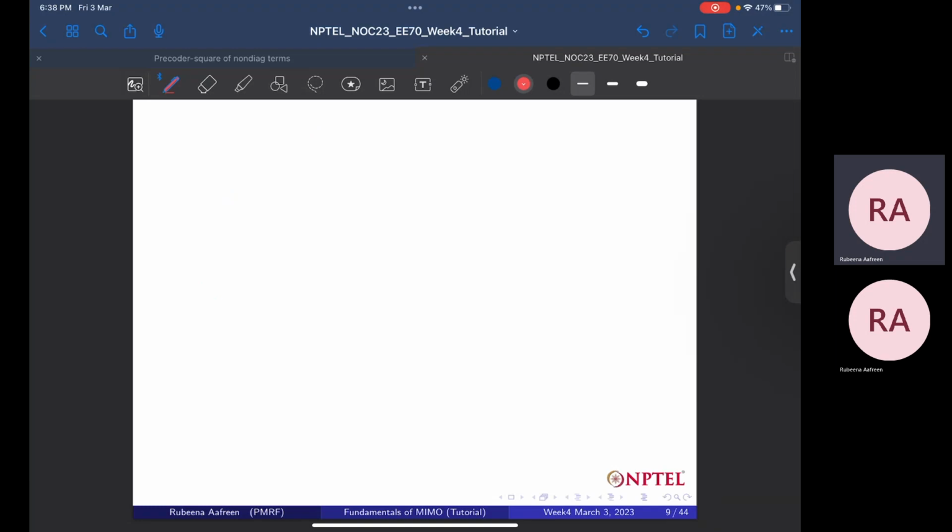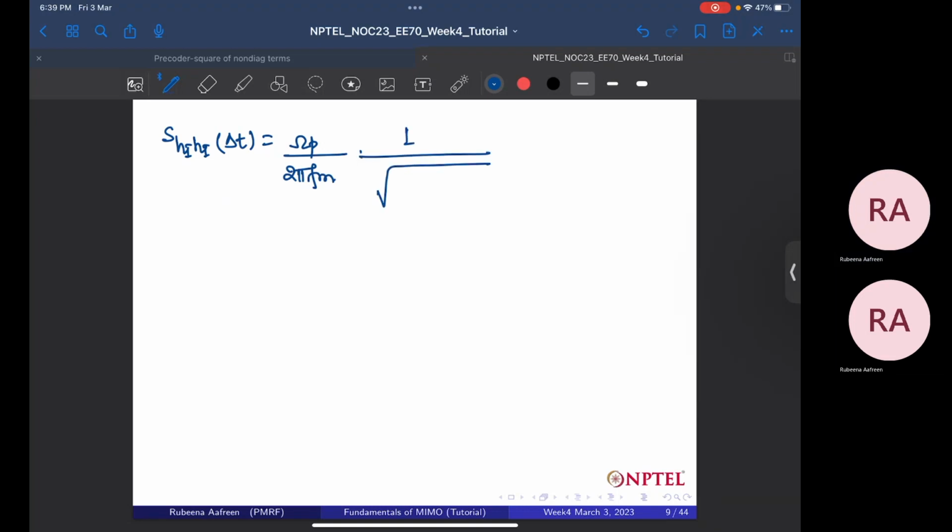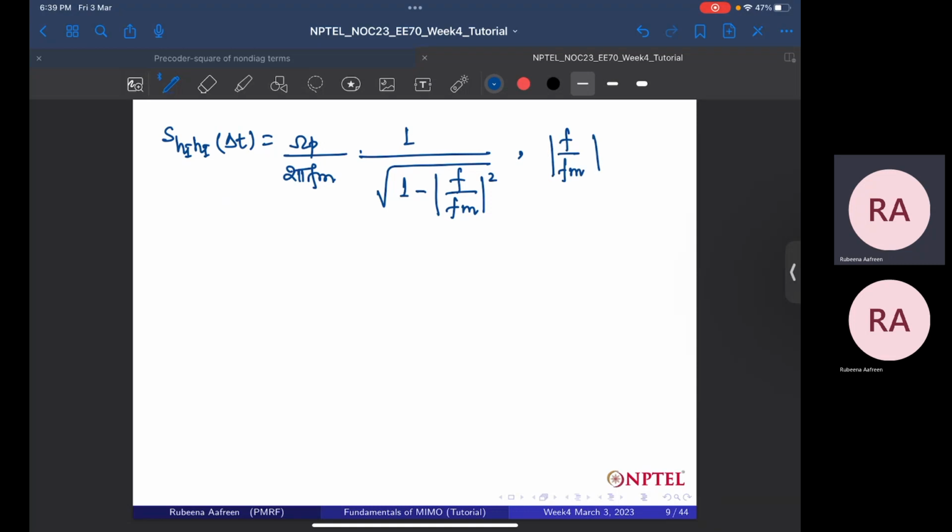So we have the autocorrelation expression. We have found the correlation between the received signals. Now suppose we have to find the power spectral density. Since only the in-phase component is present, we will find the power spectral density of this. The whole calculation is given in the lectures, I will just write the results. So this is equal to omega p by 2 pi fm into 1 upon square root of 1 minus (f by fm) whole square. This term is valid when the magnitude of f upon fm is less than or equal to 1, so that the denominator is positive. So f will always be less than or equal to fm.